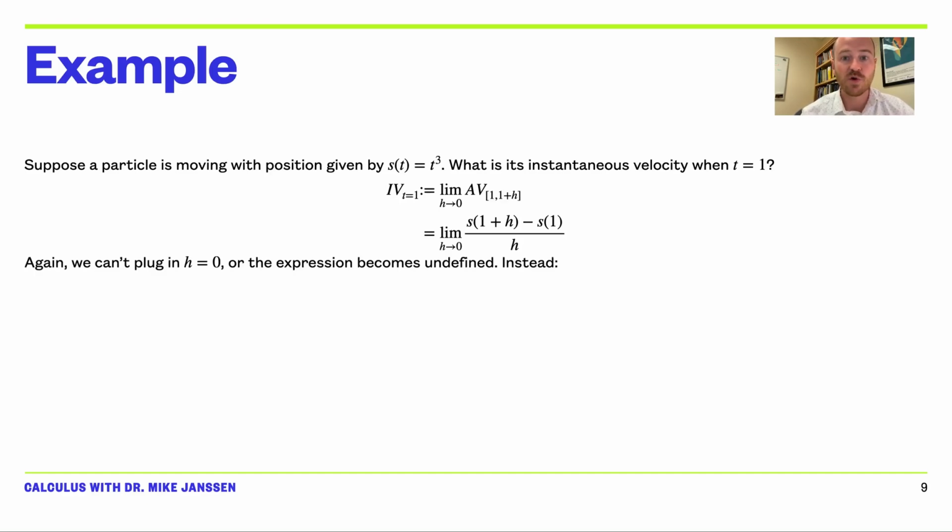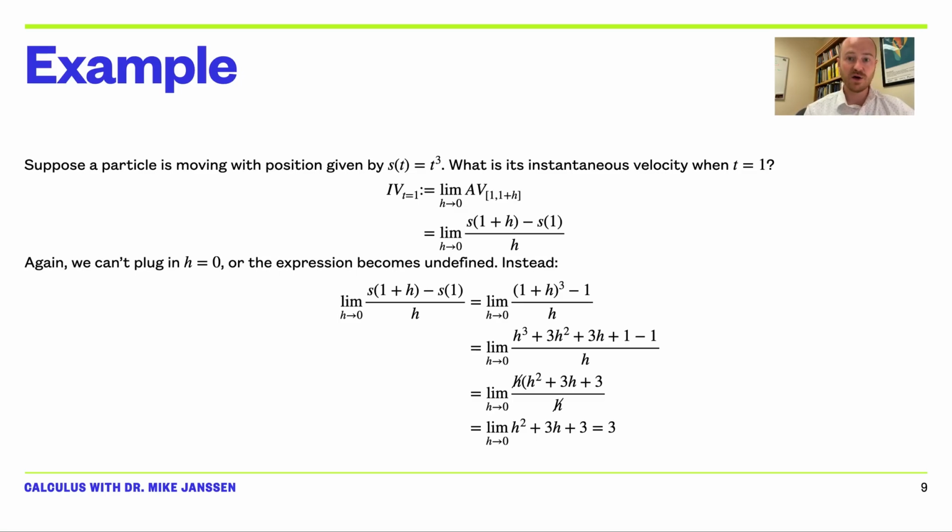Now again, we can't just plug in h equals 0 to this expression because it will become undefined, right? The numerator will be 0. It will be s of 1 minus s of 1. And the denominator will be 0 because h is 0. And 0 over 0 is indeterminate. And so we actually need to compute the limit, and we can do that by doing a bunch of algebra.